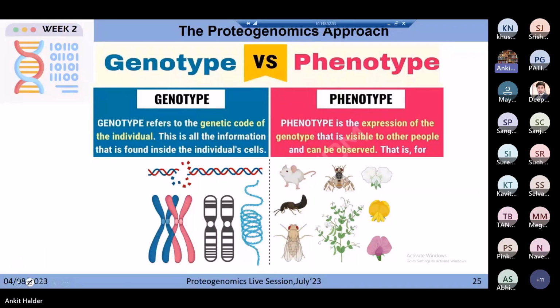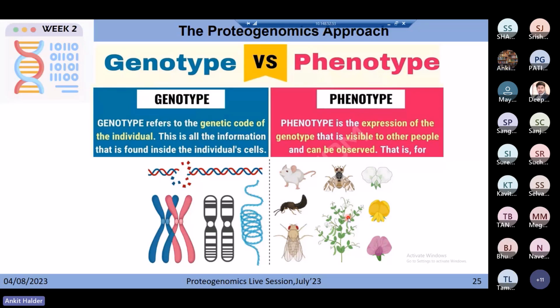Now the other thing is the phenotype. Phenotype is the expression of the genotype that is visible to other people and can be observed. This we all know from our Mendelian genetics and the concepts of genotypes and phenotypes: how genetic code in the form of DNA, then in the chromosome, then in the nucleosome, is finally seen in the phenotype, that is your white hair, red eye, black eye, or the tree, the color of the flower and everything. So this is an important association.